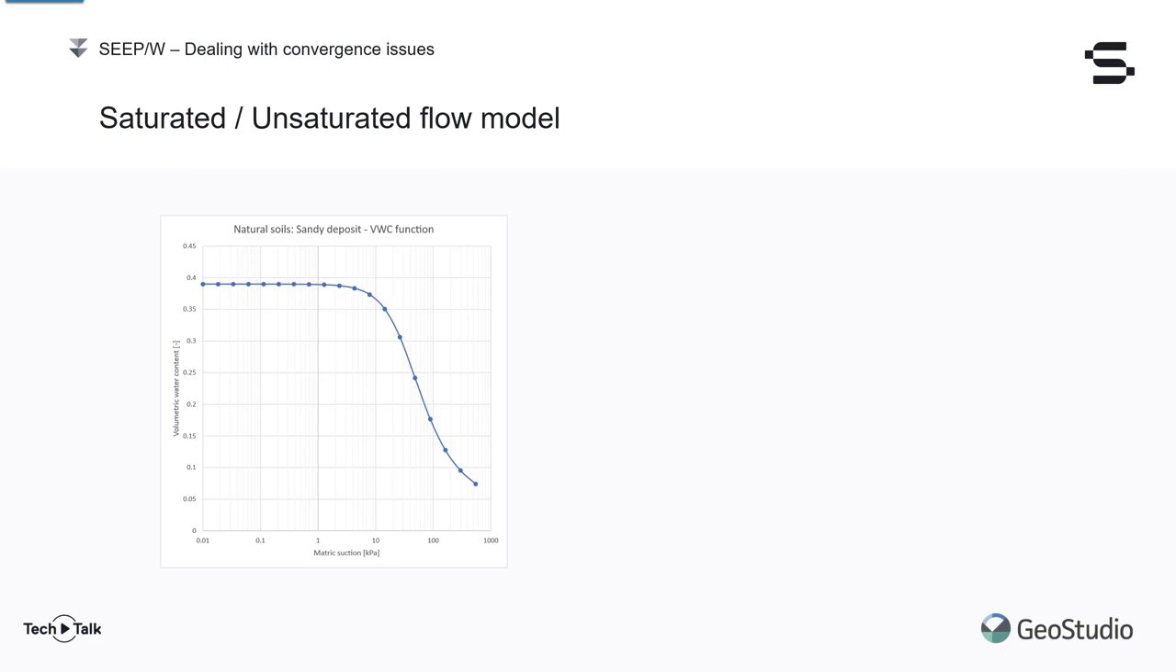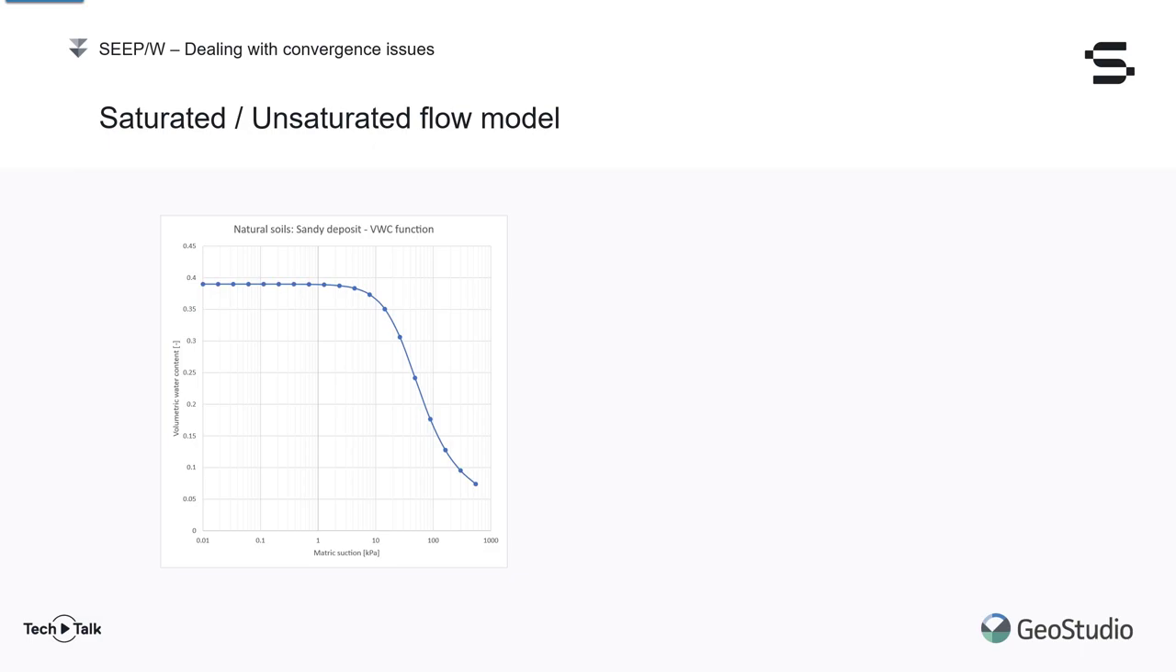Starting with the volumetric water content function, this is a plot of the volumetric water content on the y-axis and the matrix suction, or negative pore water pressure if you will, on the x-axis. In the laboratory, we would prepare a fully saturated soil sample and apply increasing suction to slowly desaturate the sample and monitor its volumetric water content through the process. We use a Tempe cell in the laboratory to perform this test.